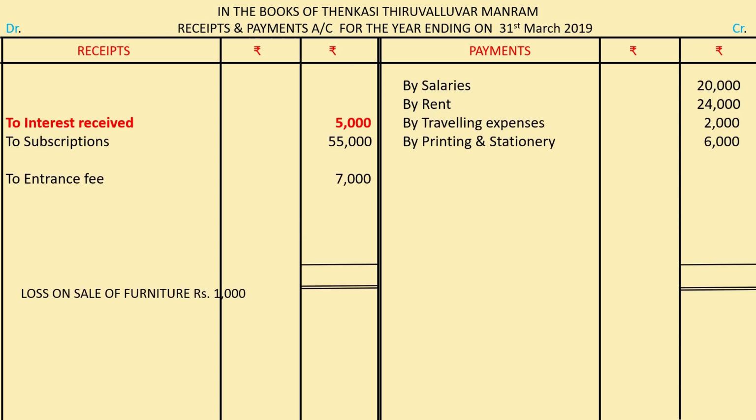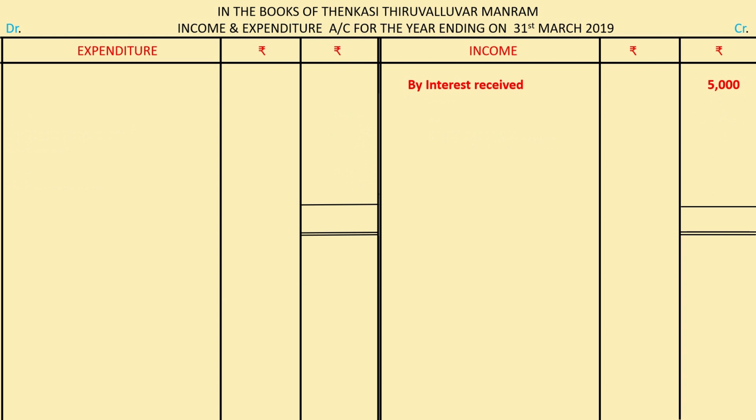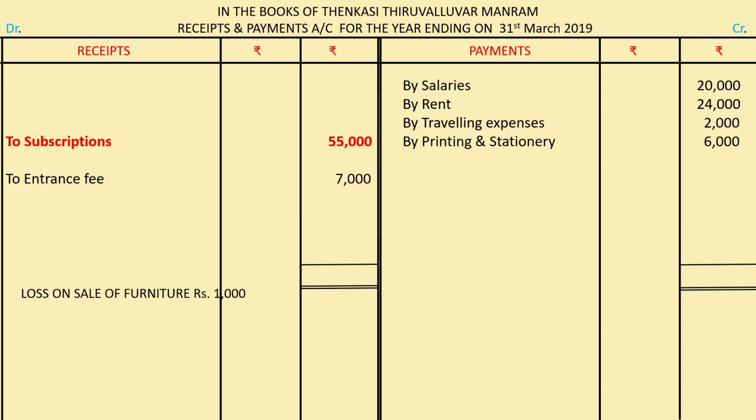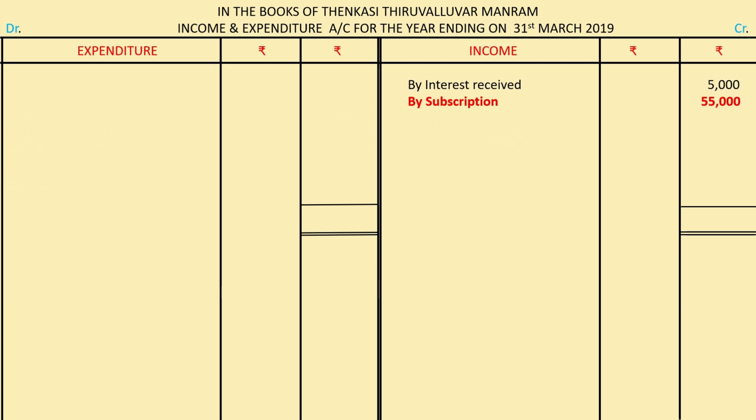In the receipt side, interest received is the first item, 5,000 rupee. It has to be shown in the credit side of income and expenditure account, which is an income: by interest received 5,000. Next, subscriptions. This is the main source of income for a non-trading organization. By subscription in the credit side 55,000.